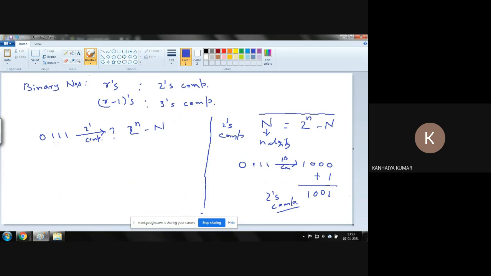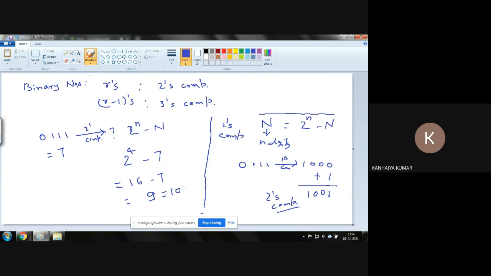So 0 1 1 1 in decimal equivalent is 7. But 2 to the power, how many bits were there? 4 bits. So 2 to the power 4 minus 7. 2 to the power 4 is nothing but 16, minus 7, is equal to 9.